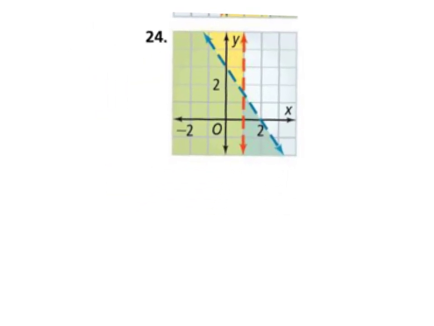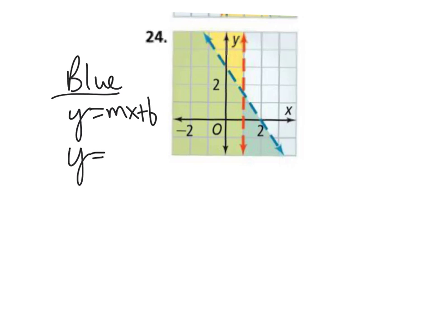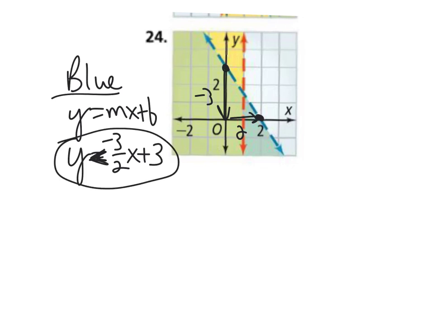For 24, we have two lines here. Both are dotted lines. If we look at the blue line, the blue line y-intercept is at 3, and the slope looks like that's a point, so that'd be going down 3 and over 2. So the slope would be negative 3/2. We're shading below that line, so that would be y is less than negative 3/2 x plus 3.